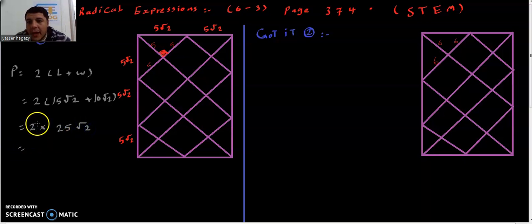When we multiply here, we multiply by a constant 2, so we can multiply it by the radical. 2 multiplied by 25 equals 50 square root of 2. And that's it. Here is the first point, which is the perimeter.